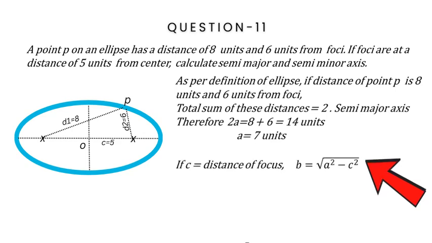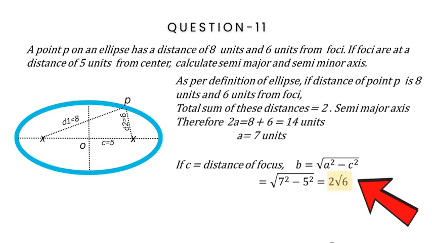If c equals the distance of the focus, b equals square root of a square minus c square. Therefore, b equals square root of 7 square minus 5 square, equal to 2 square root of 6.